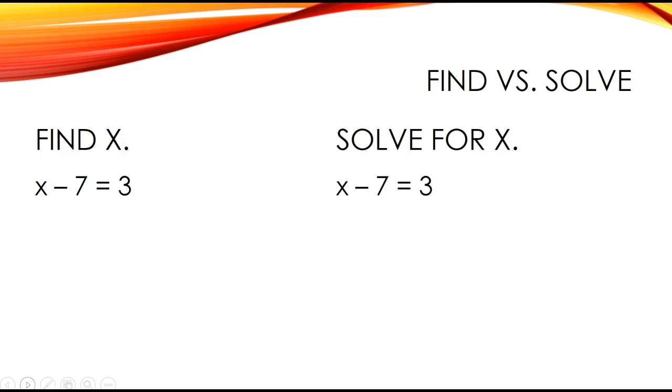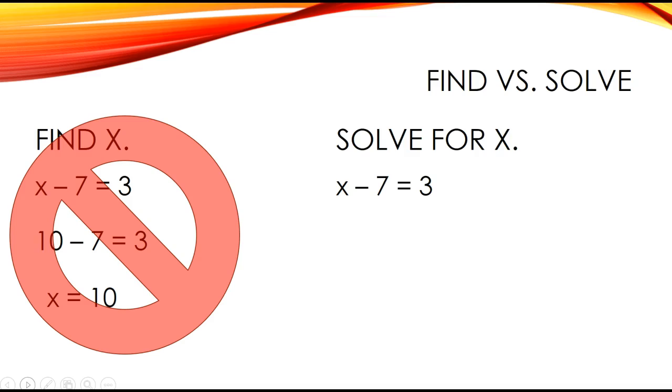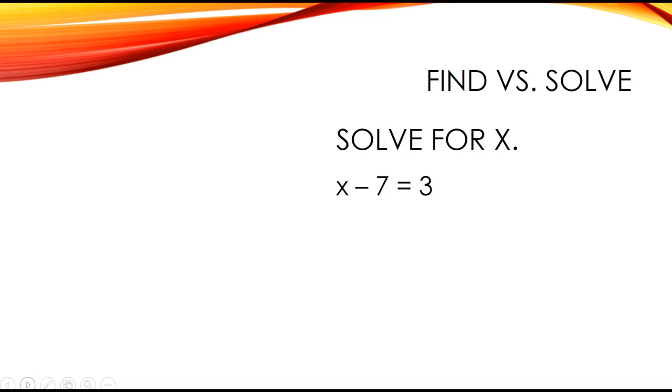You might think, but I can show math. 10 minus 7 is 3. Therefore, x equals 10. And you might be correct. You found x. But that is not algebraically solving for x using inverse operations. This is not allowed. Anytime you see the directions solve for x, that means you're going to use algebraic operations and inverse operations. So to remind you, that means we're going to think about the problem before we solve it.